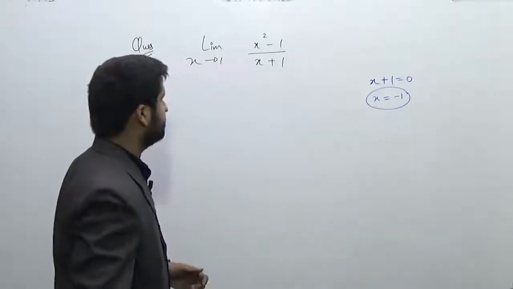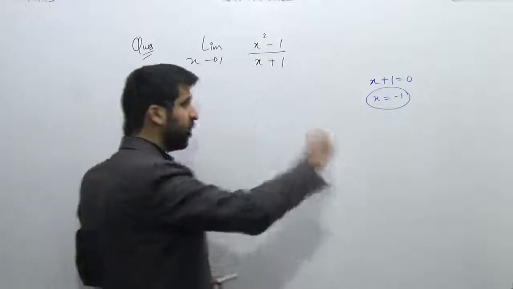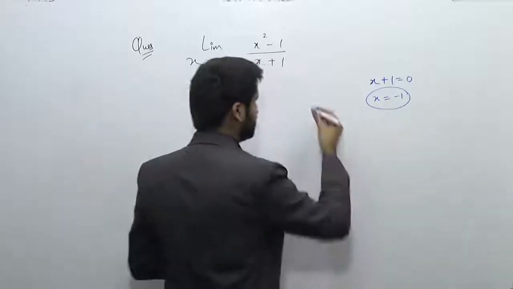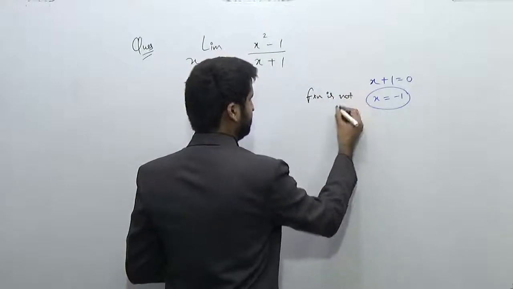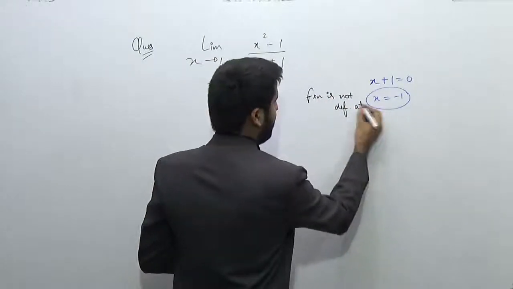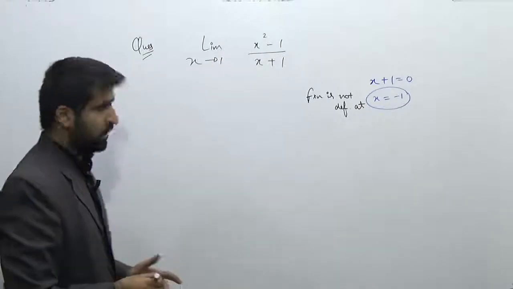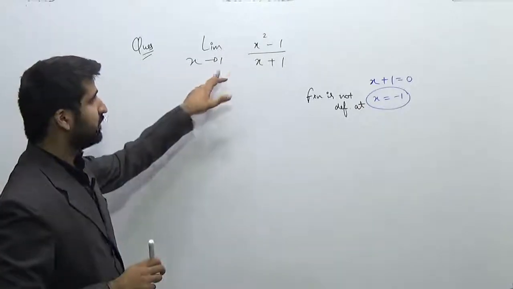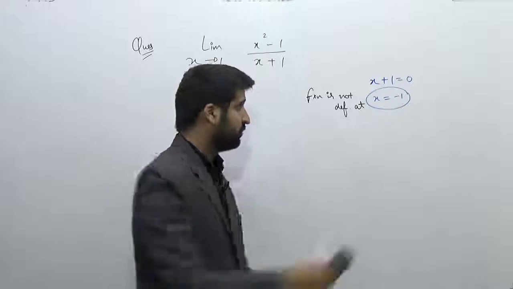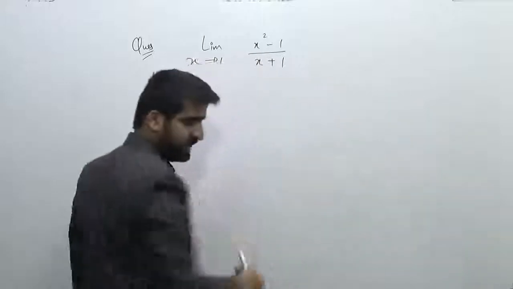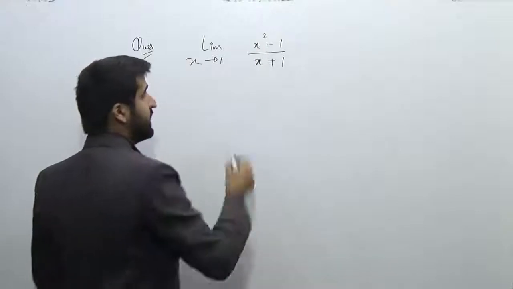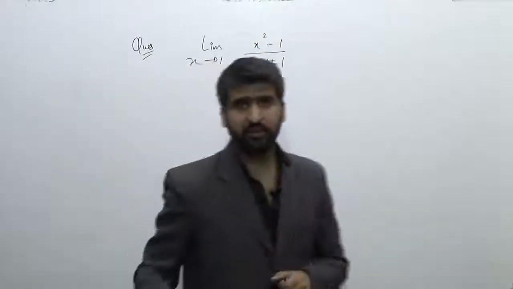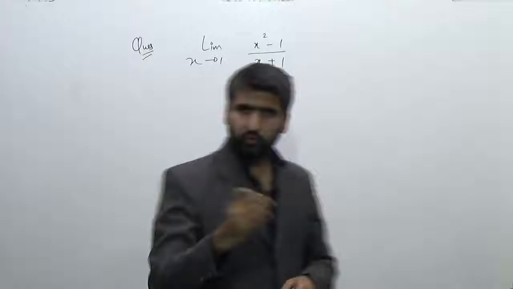So we can say that this function is not defined at x is equal to minus 1. But I have to check the limit of this function at x is equal to 1. So what I will do is, I'll just try to put the value of x is equal to 1. If that works out, then I will get the limit. If it doesn't work out, I have to look at some other way.